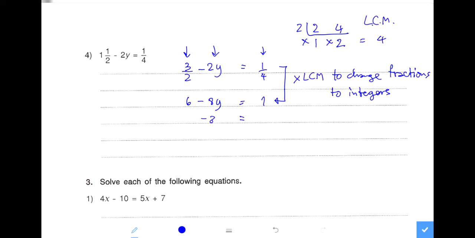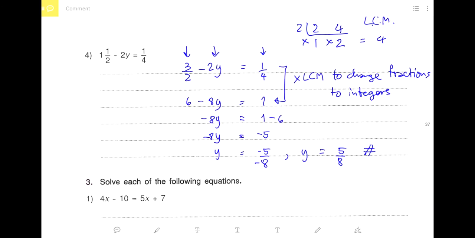Okay, negative 8y is equal to 1, right? And 6, you move it there. Opposite of plus 6 is minus 6. So you have negative 8y equals negative 5. So y is negative 5 over negative 8. Right? So that is, I'm going to write it here. So my y is 5 over 8. Okay, that's the answer. Negative over negative is positive.